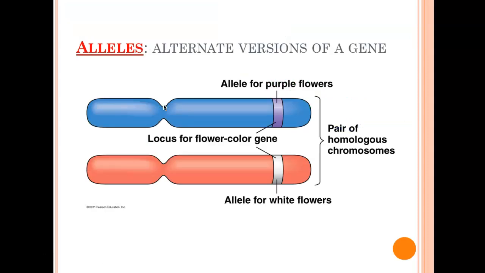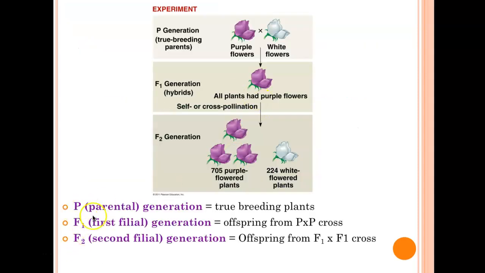It's important to know P generation, F1 and F2. So the P generation is true breeding. The F1 generation is the hybrid of the P generation. And the F2 generation is basically not the hybrid, but just the offspring of taking two of these F1s and crossing them. Okay.